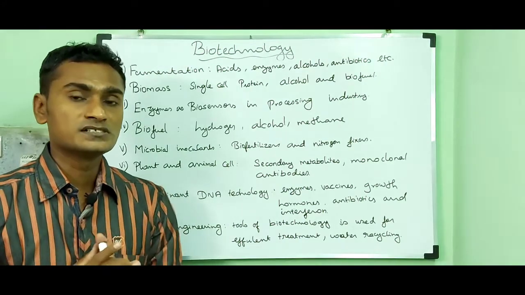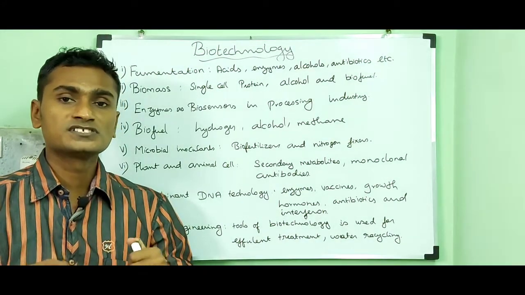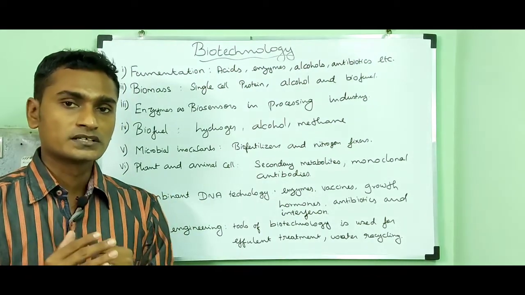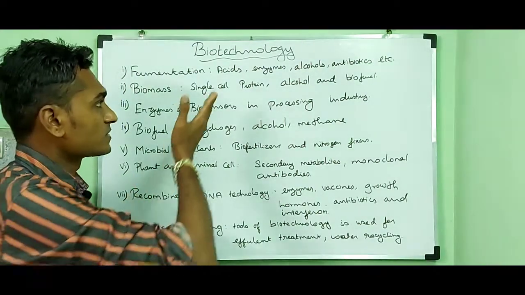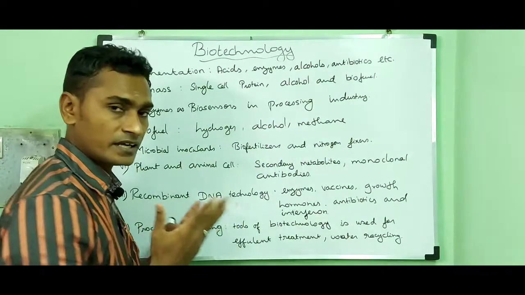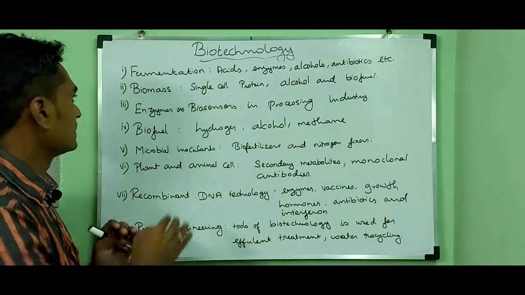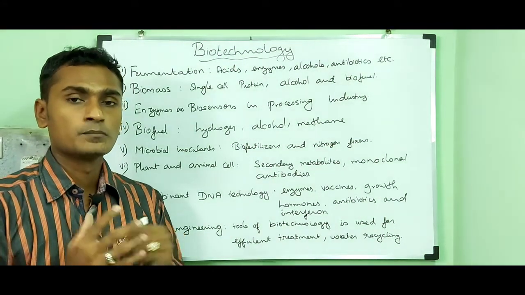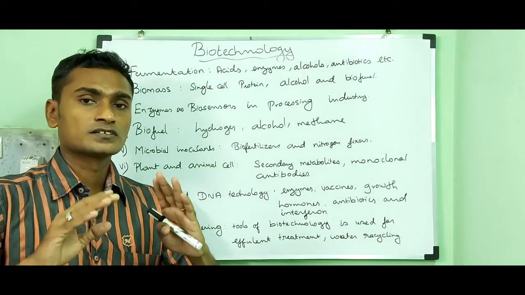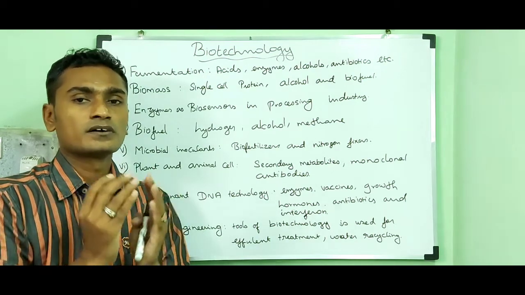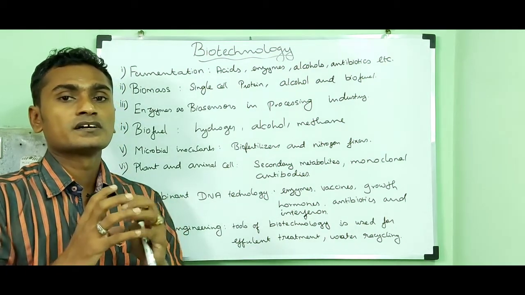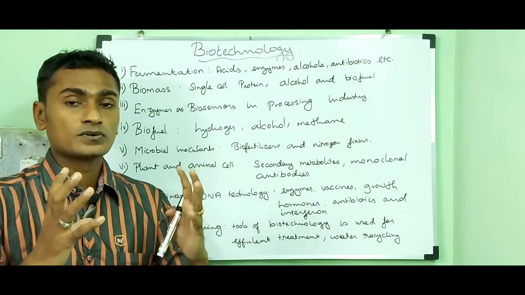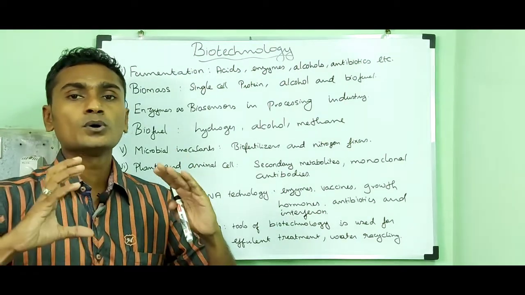So fermentation is an anaerobic process in which chemical substances are broken down by microorganisms, and it can produce acids, enzymes, alcohols, and antibiotics. Then the second process, biomass. In this process, we are going to use a living organism, and that living organism can be produced in a large quantity by using a bioreactor.